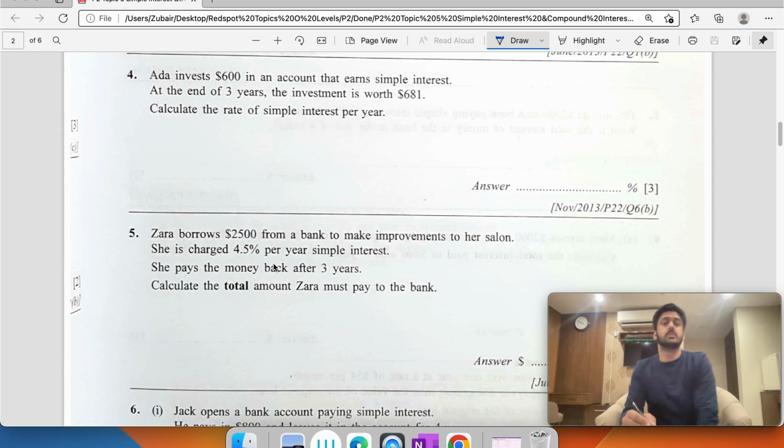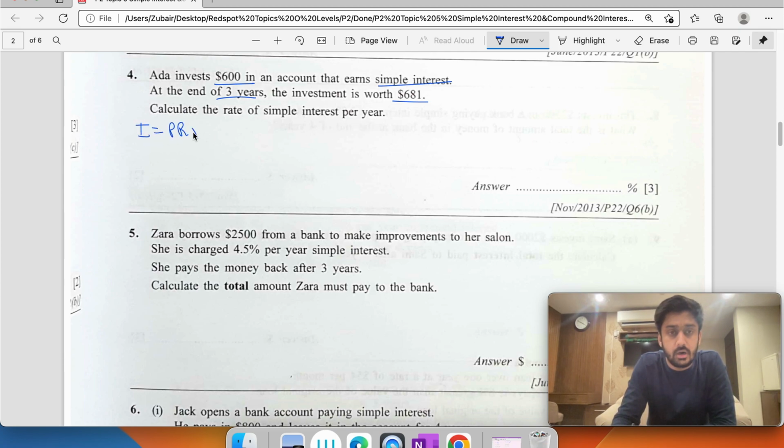Ada invests $600 in an account that earns simple interest. At the end of 3 years, principal is given, 3 years given, simple interest. Invested amount is this. Calculate the rate. So I equals PRT over 100. First you need to know the interest. Invested amount is 600. Amount at the end of the period is 681. So 81 is the interest added amount.